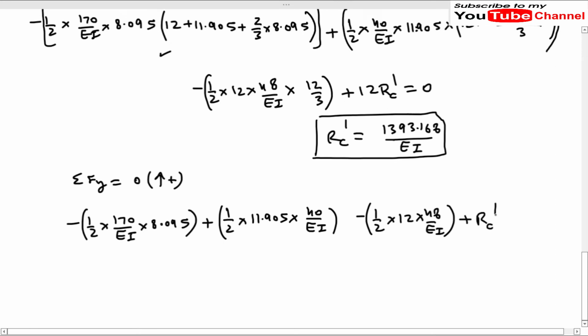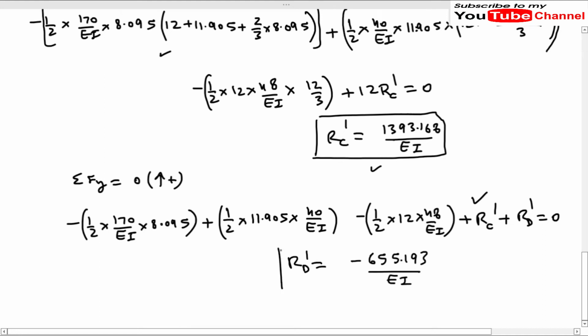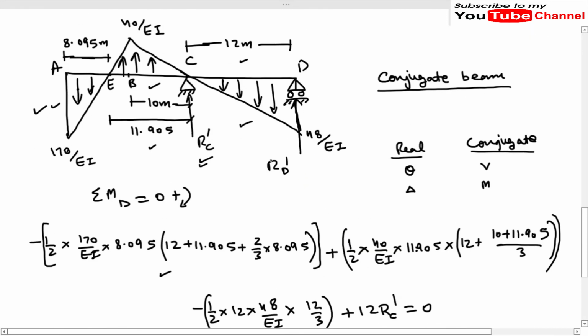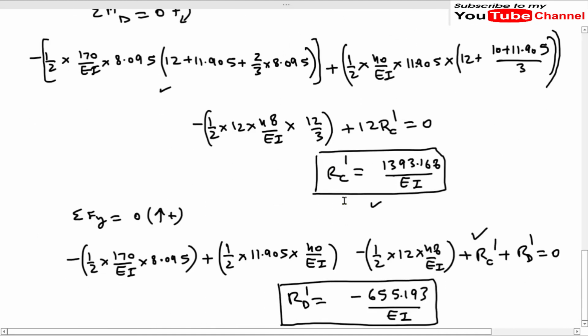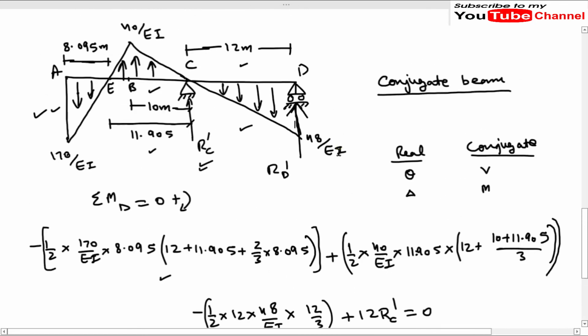And we know the value of RC dash which we have got here. So after putting the value of RC dash and solving, you will get the value of RD dash as minus 655.193 divided by EI. So this is our value of RD dash. Now we have got the reactions. Okay, and we have assumed that the reaction at D is acting upward, but we have got a negative value here, which means that the reaction at D is acting downward.